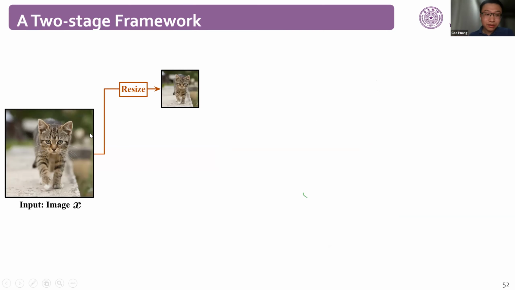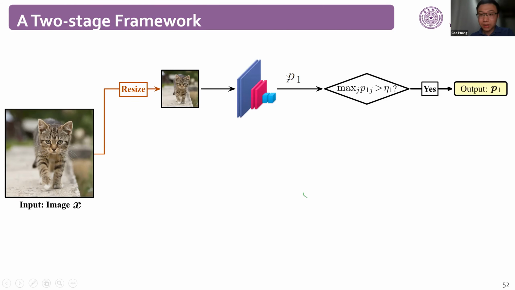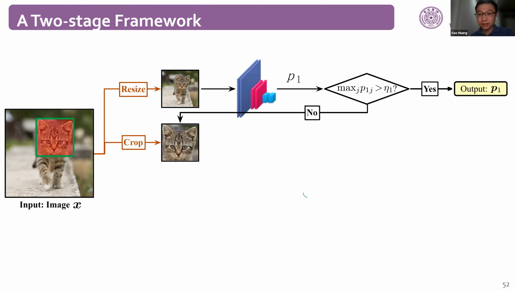It first downsamples a high resolution image into a coarse level image, and we process it with the convolutional network and get the prediction. And again, we can do the early exit trick here. If the prediction is quite confident, we can directly retrieve the prediction.